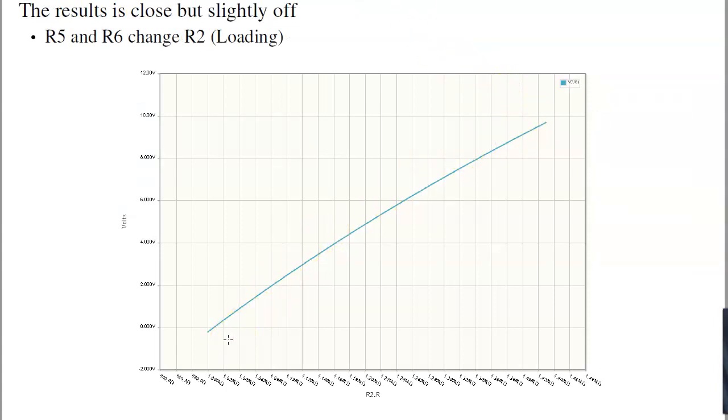And that's fairly typical. Your analysis is slightly different than the actual output because I made some simplifying assumptions in my analysis. If you simulate it, you'll get a better approximation. Build it in lab, I'll get it even better.